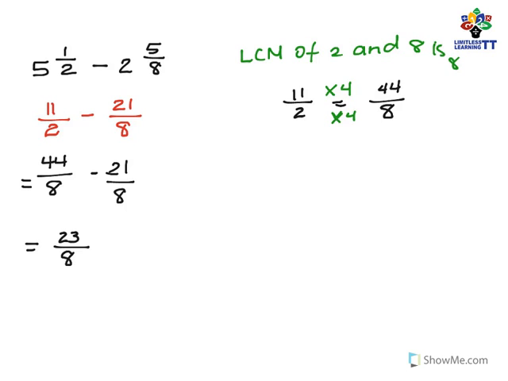And so this is the answer as an improper fraction, but we can also change this improper fraction to a mixed number. That's the same thing as 2 and 7 over 8. Okay, so the first method, we added the whole numbers and then we added the fractions. With this one, we changed the mixed numbers into an improper fraction and then did subtraction.